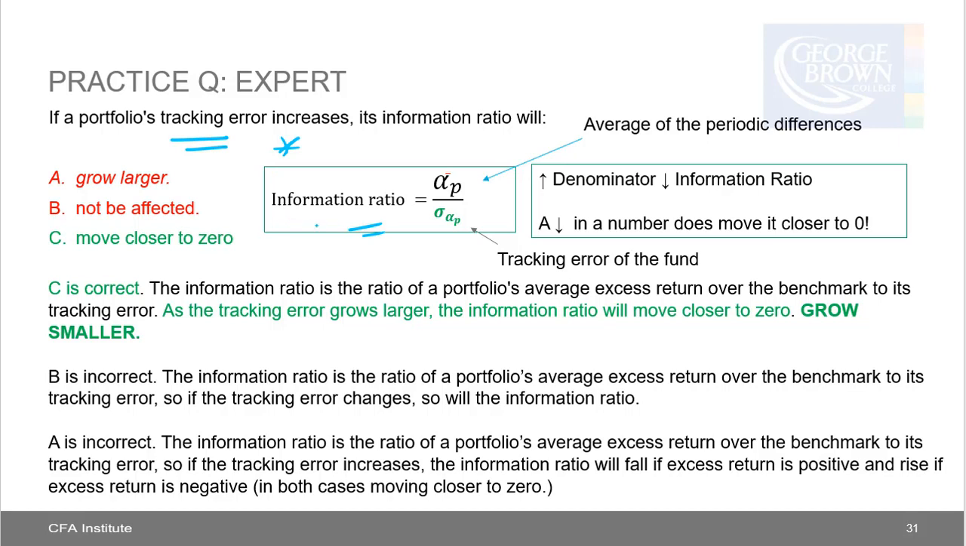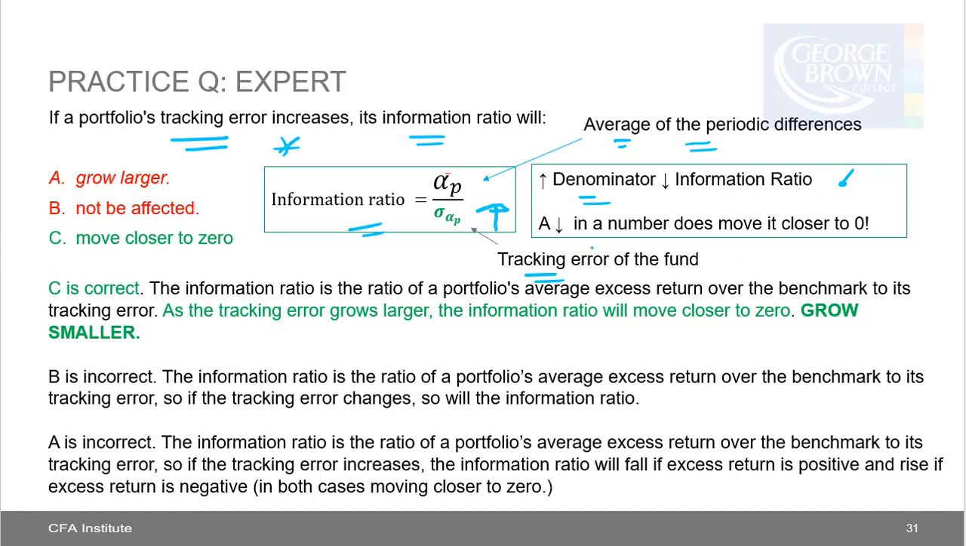So remember, the information ratio in the numerator is the average of the periodic differences, but the denominator is the tracking error of the fund. The tracking error cannot be negative, but the numerator can be negative because the average of the periodic differences between the fund and the benchmark, of course, can be negative or positive. Anyhow, this is talking about if a portfolio's tracking error increases. So we are increasing the denominator. When we increase the denominator, we're going to decrease the information ratio. Increase the tracking error, increase the denominator, decrease the information ratio. Okay?